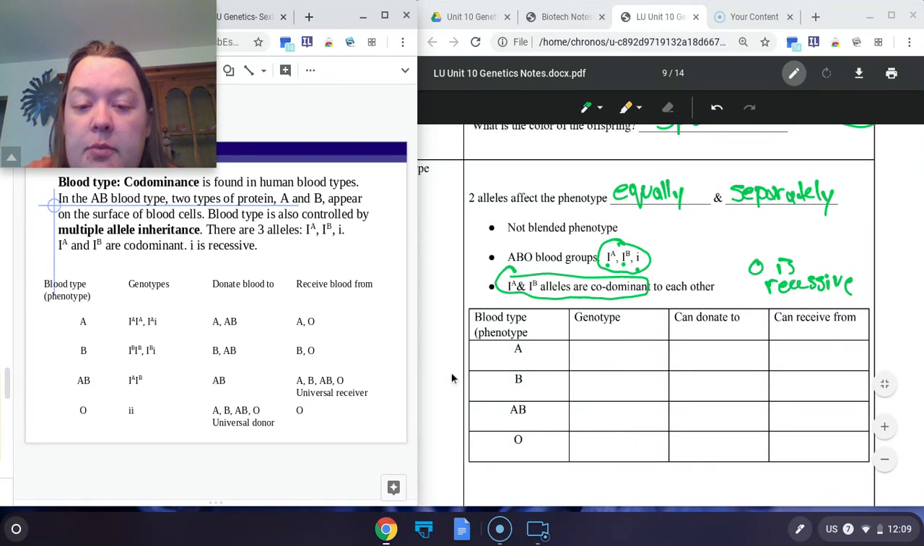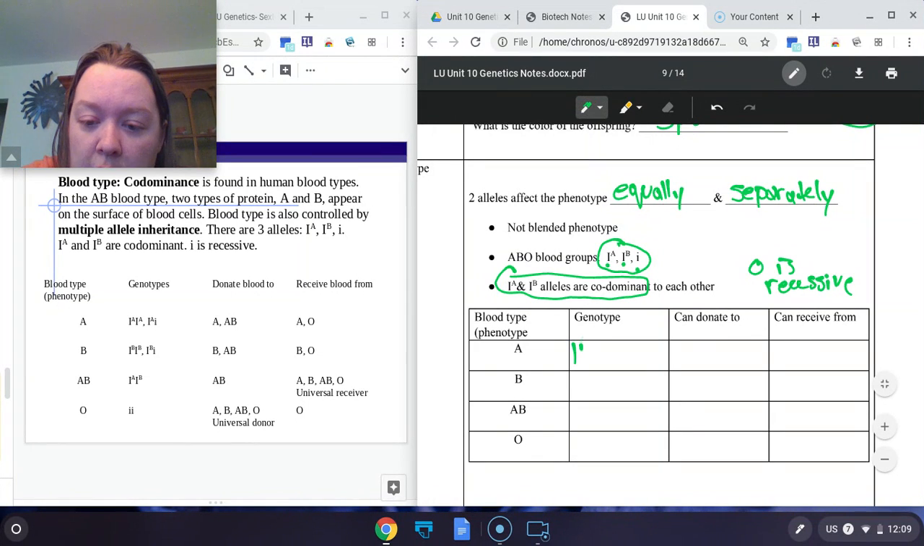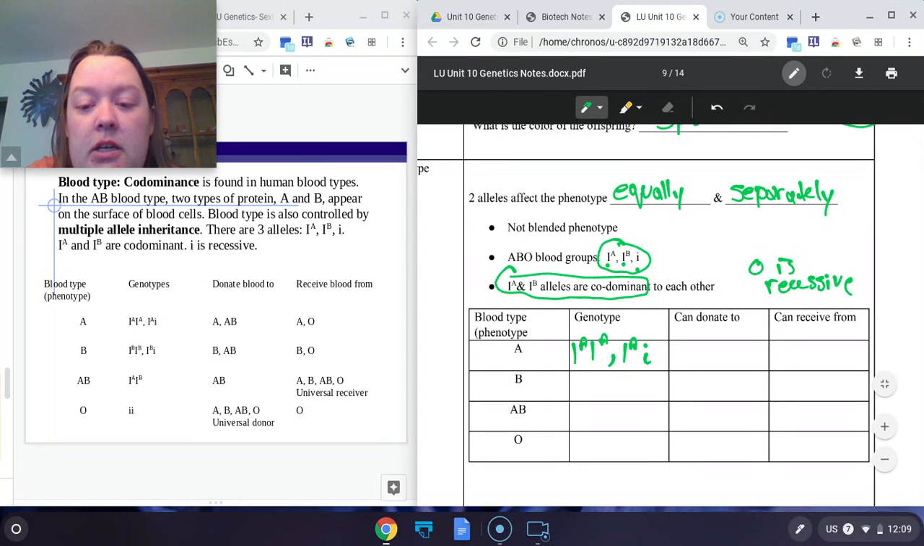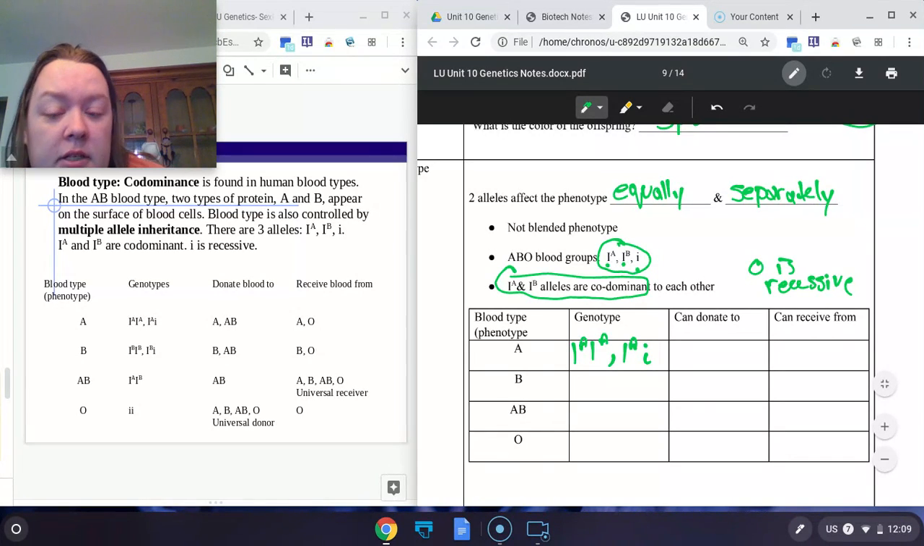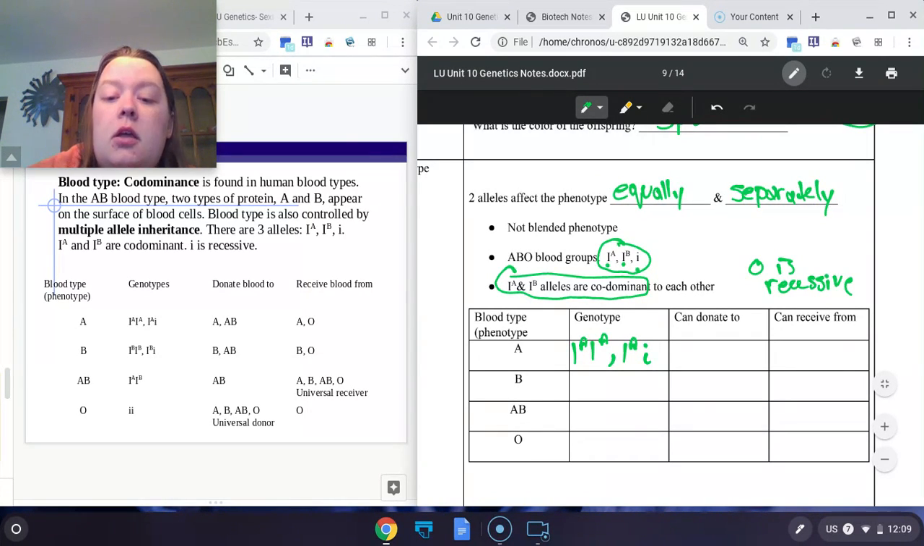People that have blood type A could have 2 different genotypes. They could either have 2 copies of A, or they could have 1 copy of A and 1 copy of O, because O is recessive. So if you have an A and an O, the A covers up the O, therefore your blood type is A. Same thing for B. People with blood type B could have 2 copies of B, or they could have a copy of a B and an O, because the B would cover up the O.